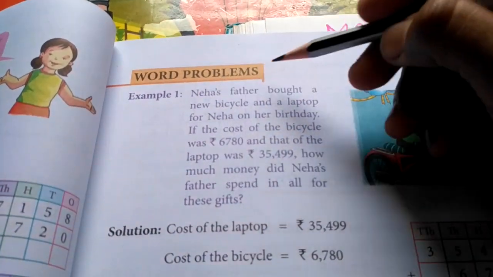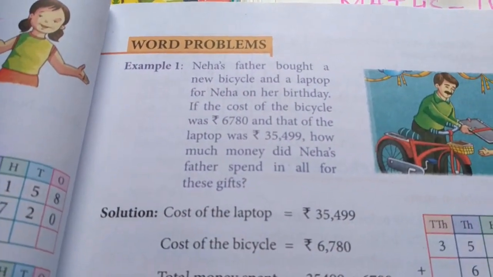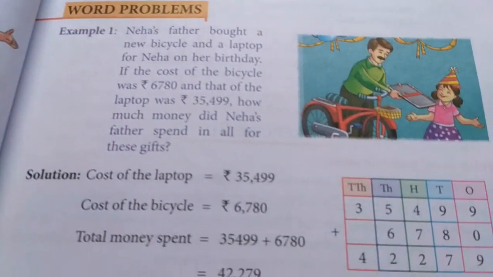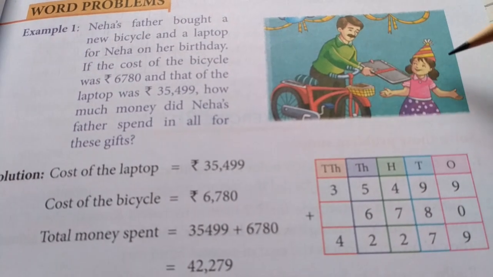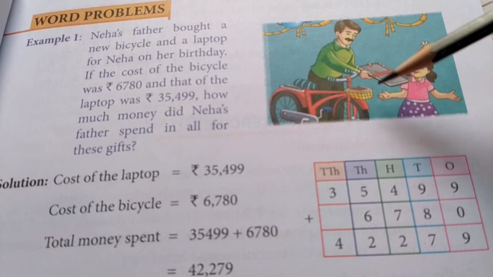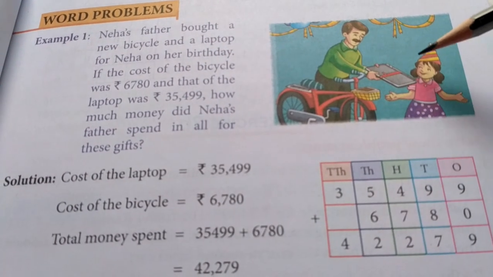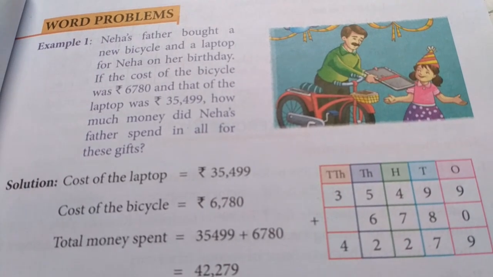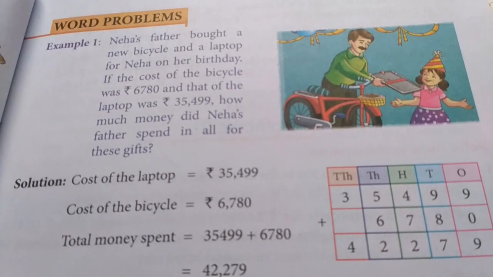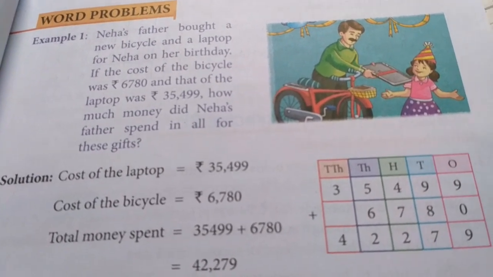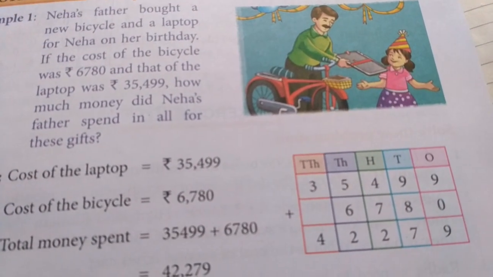For example, you can see over here, Neha's father bought a new bicycle and a laptop for Neha on her birthday. Oh yes, it's Neha's birthday. Okay, so can you see? He is Neha's father and she is Neha. So Neha's father has purchased two things. What are the two things? One is the bicycle, one is the laptop. It's Neha's birthday and you also get gifts on your birthday, no? So similarly, Neha is also getting two gifts on her birthday. One is the laptop and one is the bicycle.